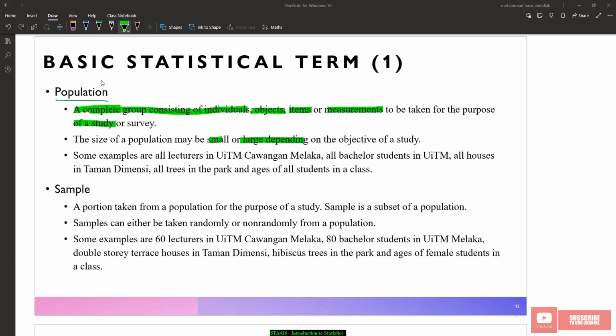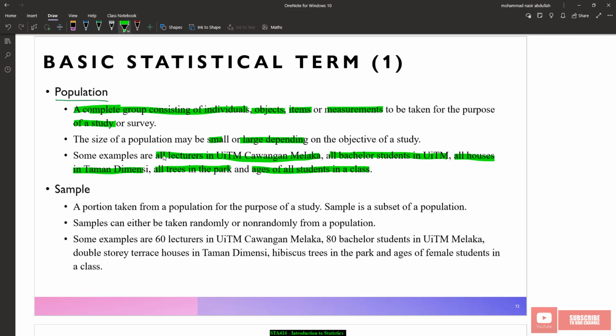Okay, macam tadi saya kata, population is a complete group consisting of individuals, objects, items or measurements to be taken for the purpose of the study or survey. Let's say we want to study knowledge, attitude and practice on dengue fever prevention at Perak Tengah district. So, all residents at Perak Tengah district is called the population. For example, let's say we want to study monthly pocket money of the students at UiTM Tapah. All students at UiTM Tapah is called the population.